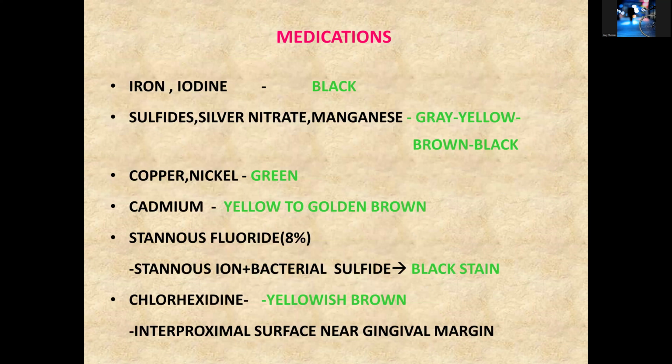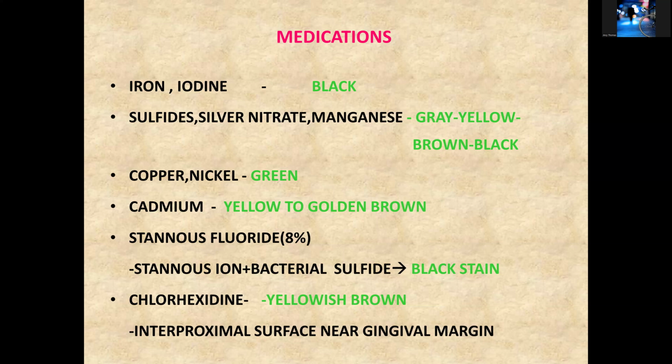Coming to medications, we know iron-containing as well as iodine-containing medications can result in blackish stains of the teeth, as well as medications containing sulfides, silver nitrate, or manganese can result in gray, yellow, brown, or blackish discoloration. Medications containing copper and nickel can result in a slight greenish staining. Cadmium can result in yellow to golden brown stain.